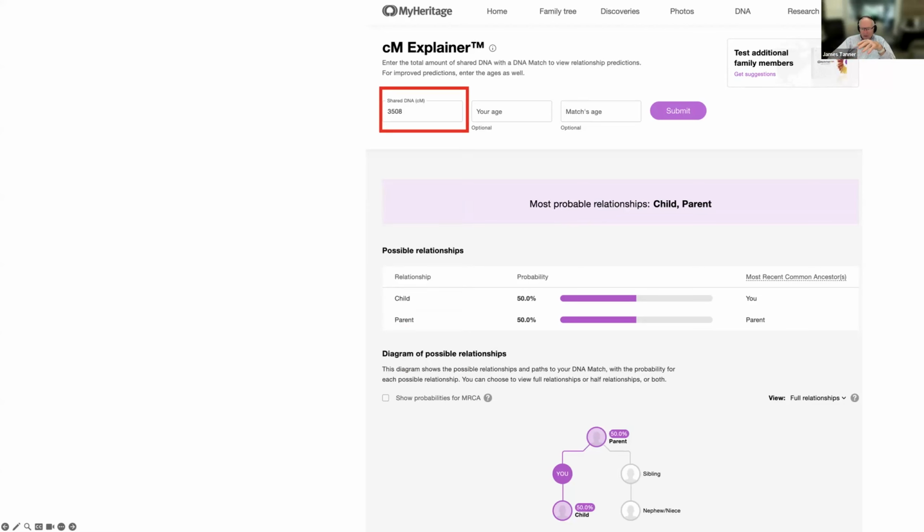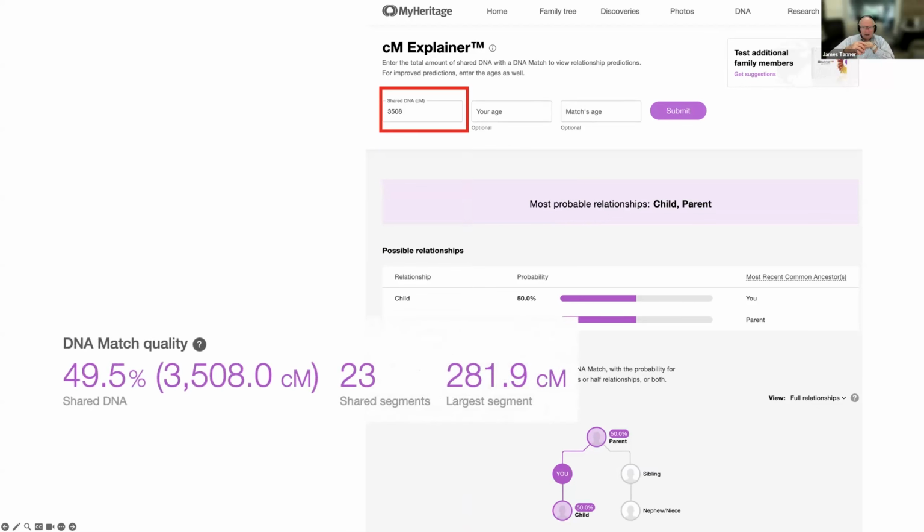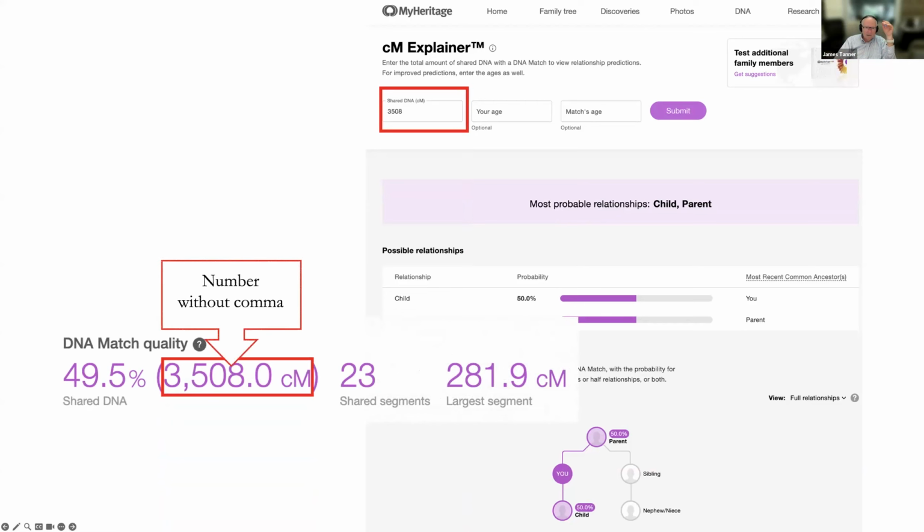So here's your centimorgan, and if you put in the number there, 3,508, you'll notice there's no comma and no period and no extra numbers. It's just a raw number that is important in the CMN's centimorgan explainer. That's the number that is put into the program, without a comma. When you get working with it, you'll find that you don't get anything unless you're pretty strict about how you put that in.